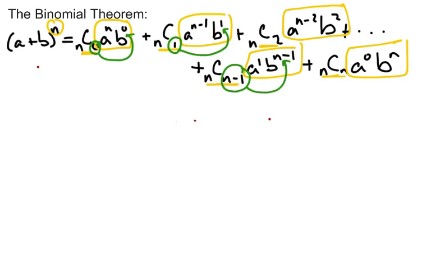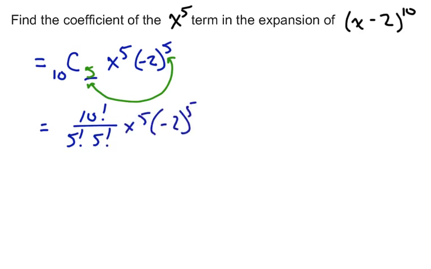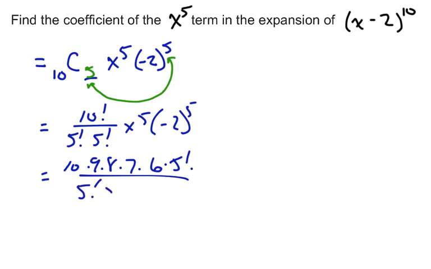And this one is the same as the second term. So in our example, what do we need this to be? Well, the same as that one. So this is going to be 10 choose 5. So we go ahead and calculate that. 10 factorial over 10 minus 5 factorial times 5 factorial, with x to the 5th and negative 2 to the 5th. That'll be 10, 9, 8, 7, 6, 5 factorial over 5 factorial and 5, 4, 3, 2, 1, times x to the 5th times negative 32.